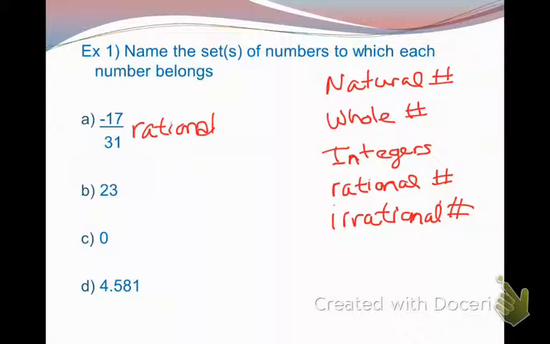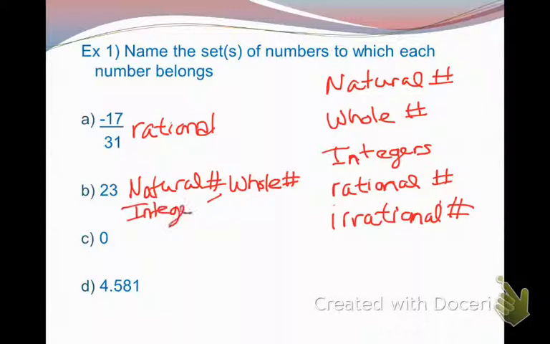23. 23 happens to be 1, 2, 3, 4 in the natural numbers. It also is a whole number. And then, because natural numbers go with whole numbers and whole numbers go with integers, we'll have integers. And since all three of those go with rational numbers, that would also be a rational number.